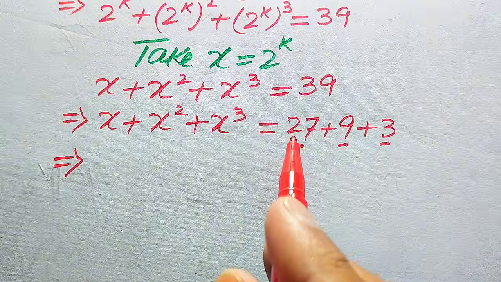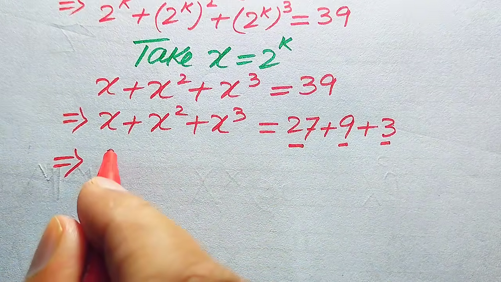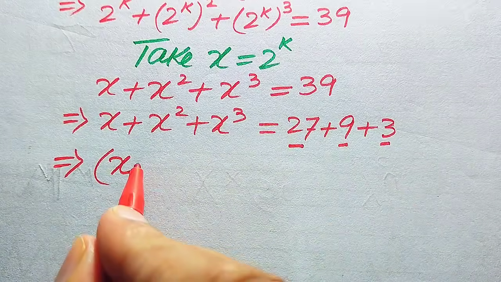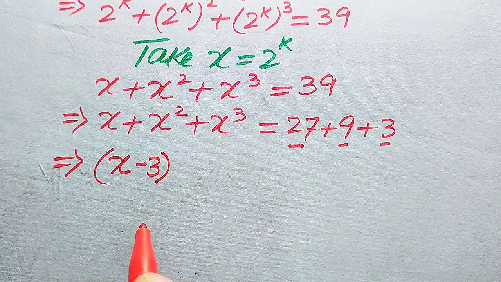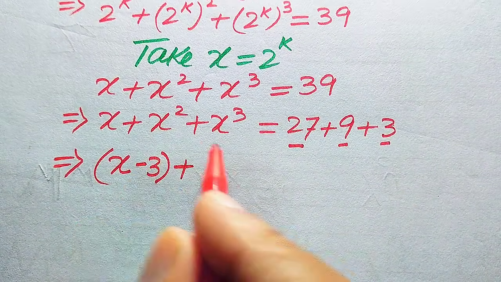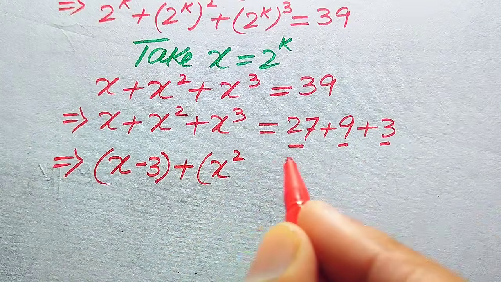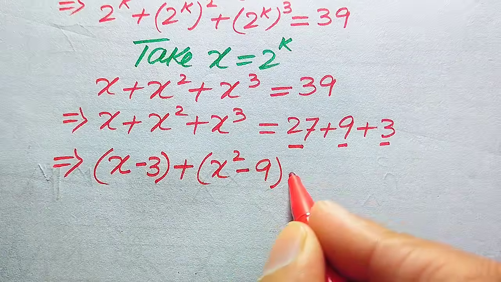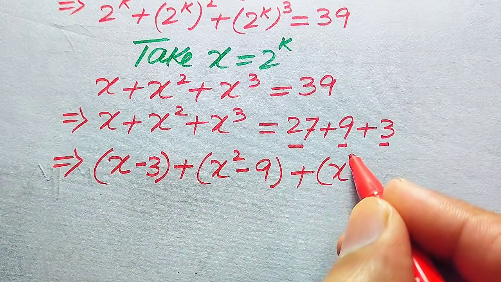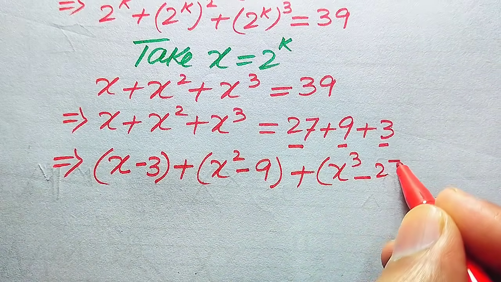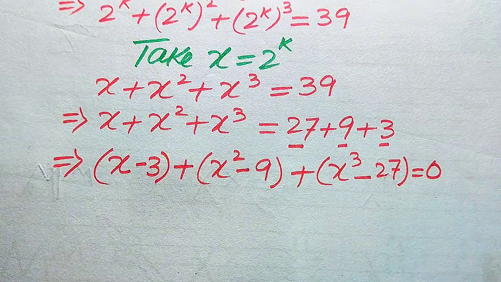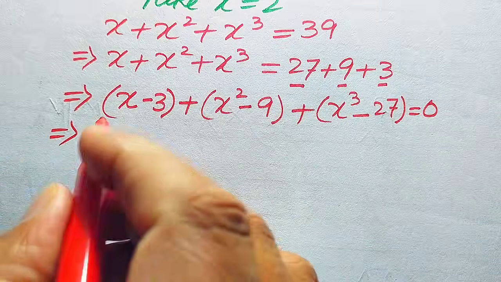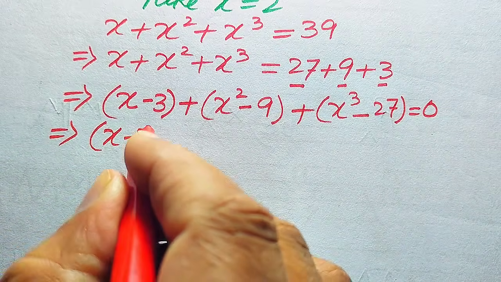So now here we need to move all of these values into the left hand side, and we make the pair of x with 3. This is positive 3, when we move it into the left hand side, it becomes negative 3, plus this is x square, and here we make the pair of x square with 9. This is positive 9, becomes negative 9. This is x cubed, and we make the pair of x cubed with this 27, and this whole equation equals 0.